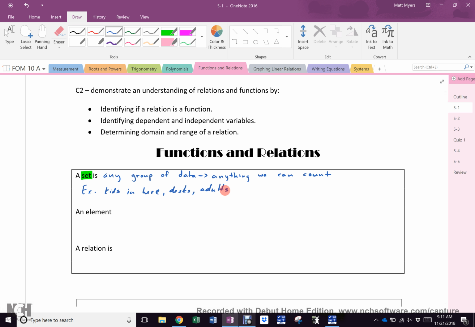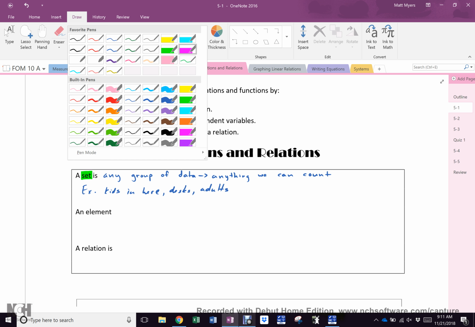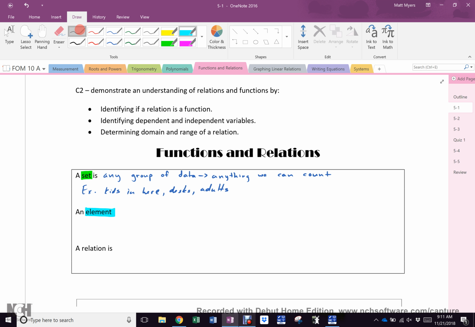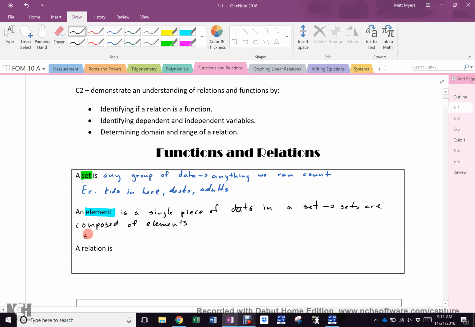All right? Next word you need to know is an element. An element is a single piece of data in a set. So in other words, sets are composed of elements. All right? So go back to our examples.